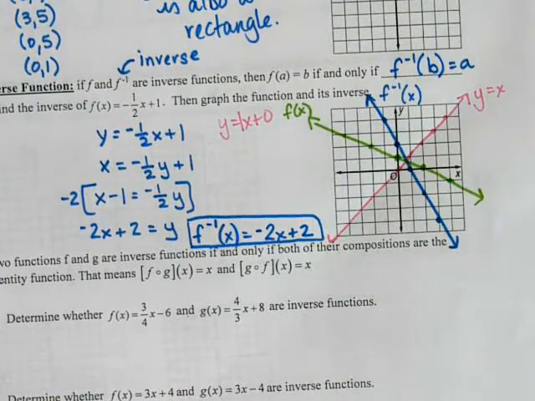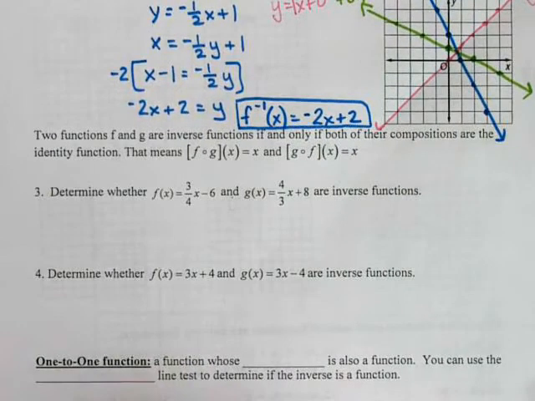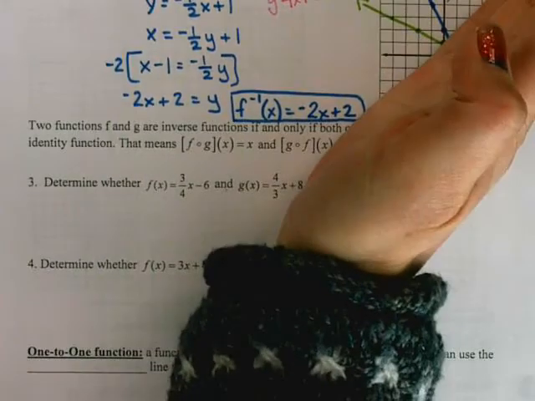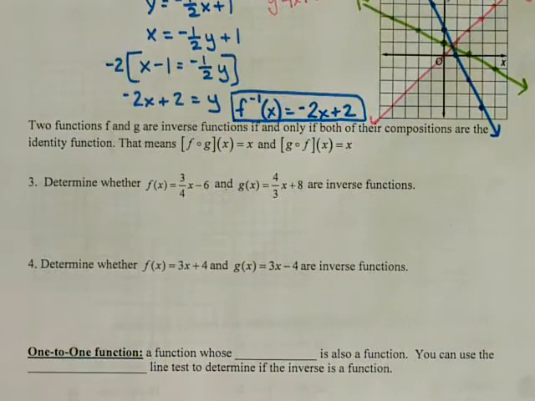Okay, so why is that useful with what we did Monday? Well, two functions, f and g, are inverse functions if and only if both of their compositions are the identity function. And the identity function is the line y equals x. So if I do the composition and I get f of g of x and g of f of x, and I get x for both of them, then they're inverses of each other. Well, my guess is most of you didn't really enjoy doing that composition stuff, right? It was kind of confusing what we were doing.